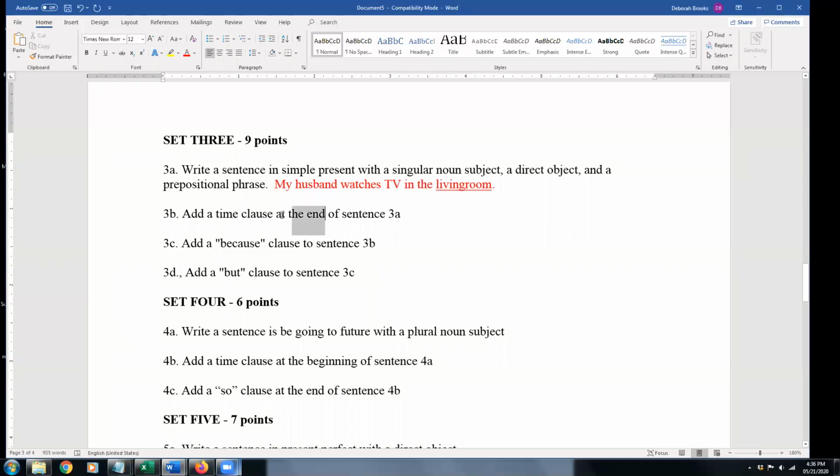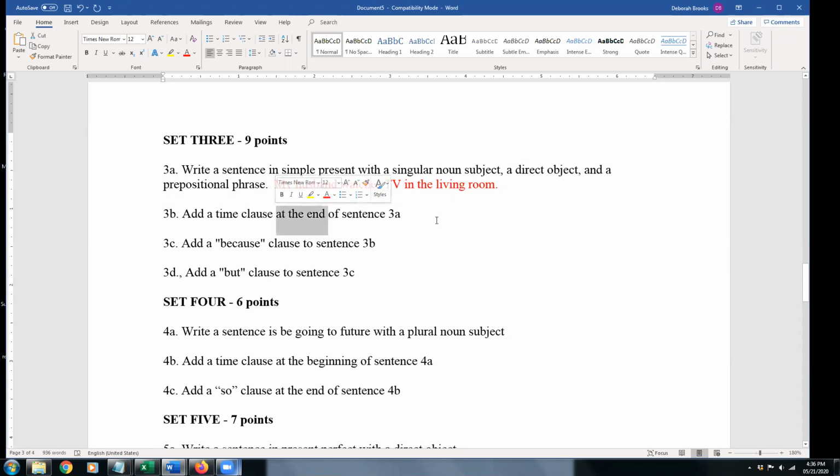Add a time clause at the end. Now let's check this. It's simple present, watches. It has a singular noun subject, not I, you, he, she, it, but a noun. It has a direct object, watches what? Watches TV. It has a prepositional phrase, in the living room. So you just want to double check that you have every piece of that.